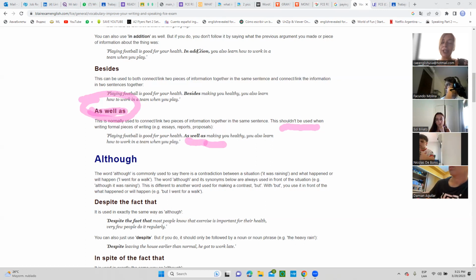So playing football is good for your health as well as making you healthy. Again, look at the way that we use "as well as" with a gerund: as well as studying for your exams, you should also complete your homework. All students want to be great students. So as well as studying for exams, you should also complete homework. Okay.